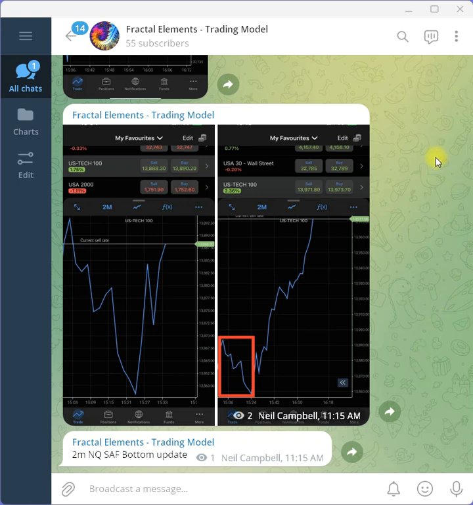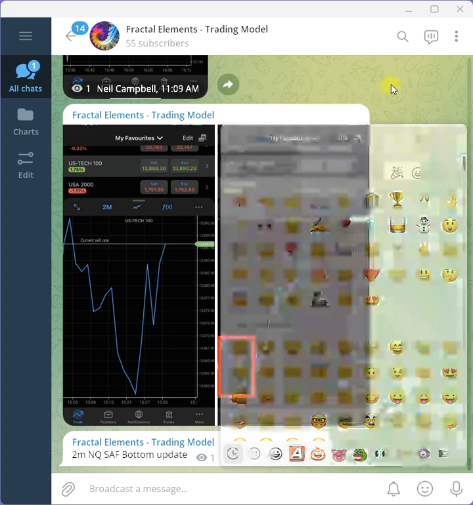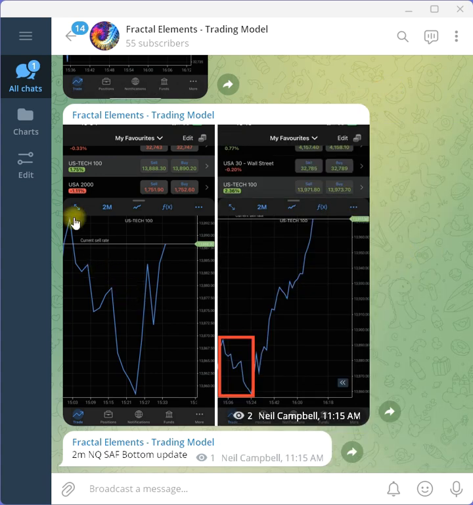Discovering a fractal set that you can use for trading. In our trading model, managed by Neil, we have typical fractals here. Here's one here. 1, 2, 3, 4, 5. When you see it form here, you have the bottom and the top.